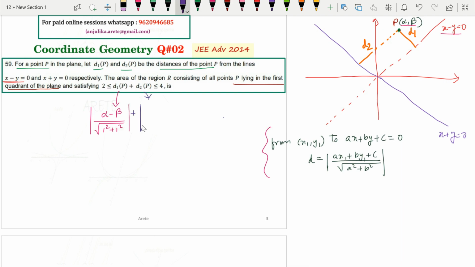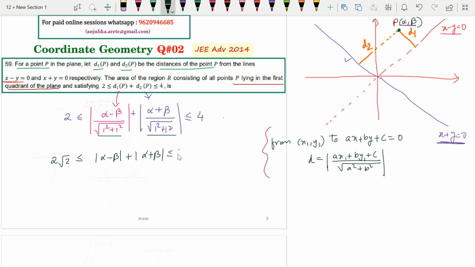The distance of this point from this line. Again, you're just going to replace x and y with alpha and beta. Again, no c here, under root 1 square plus 1 square. And you want it to lie between 2 and 4. You have to simplify this. Below, this is also root 2 and this is also root 2, so I can multiply by root 2 throughout. So I'm getting modulus of alpha minus beta plus modulus of alpha plus beta lies between 2 root 2 and 4 root 2.